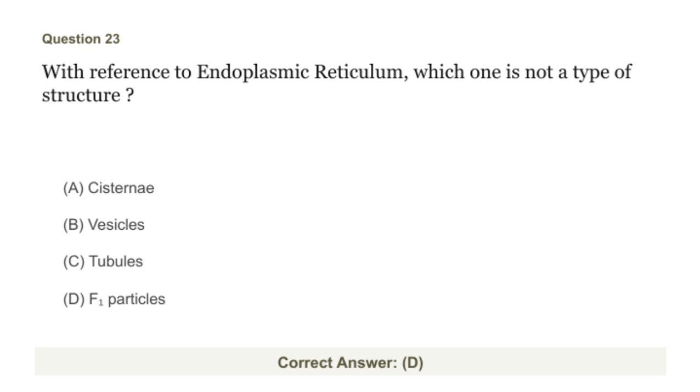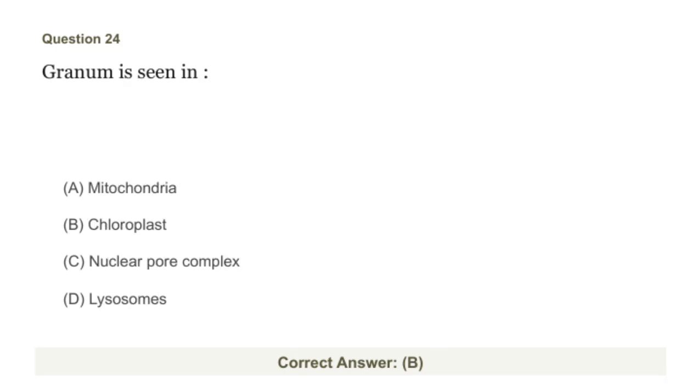Understanding these distinctions is key as we explore the complex organization within cells. It highlights how each structure has a specific role, contributing to the overall function and health of the cell. The correct answer here is B, chloroplast.